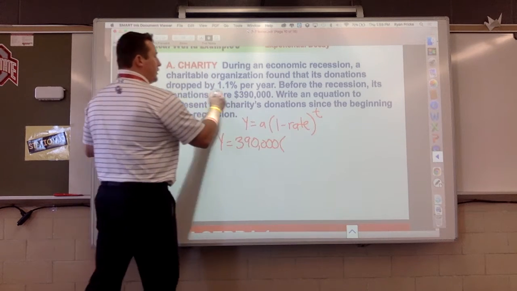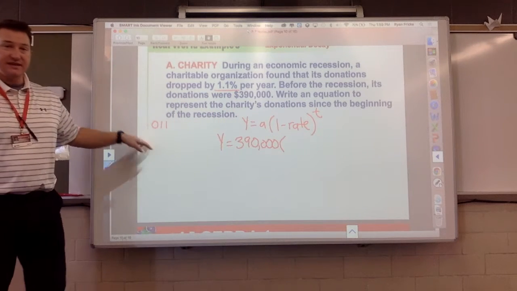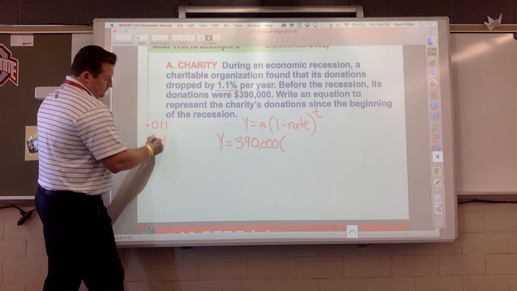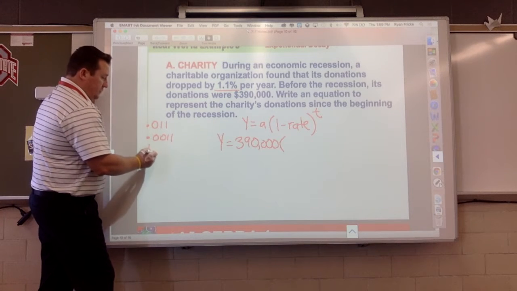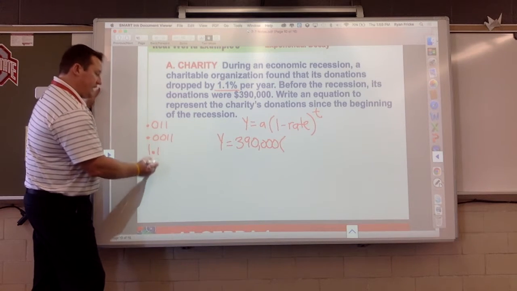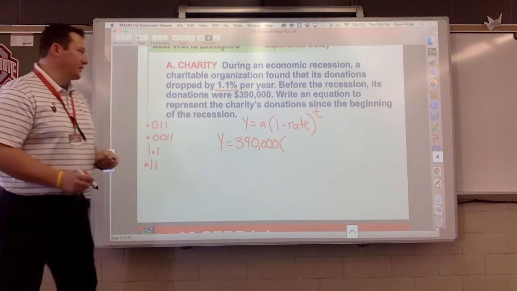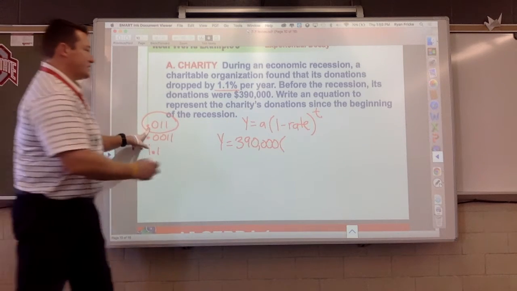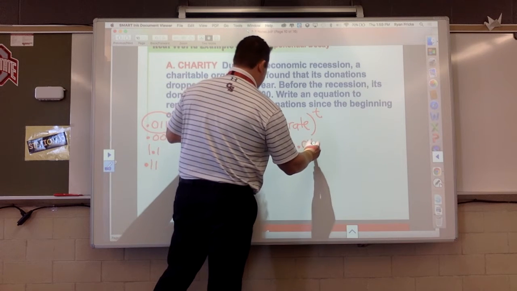So again, is that 1.1% as a decimal? Is that one of those four? If you're not sure, take 1.1 divided by 100. You will indeed get this one right here. Good to go. So I'm going to take 1 and subtract 0.011 from it.